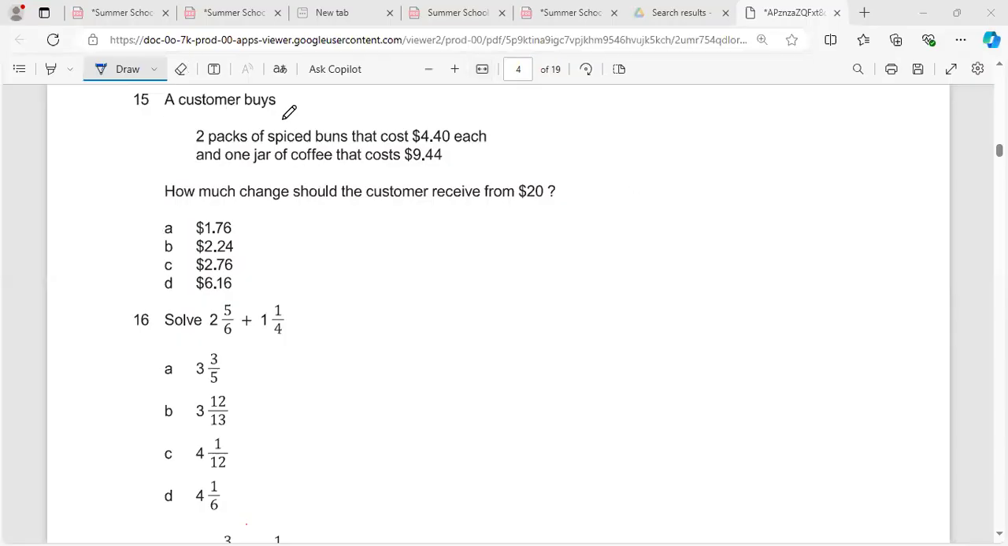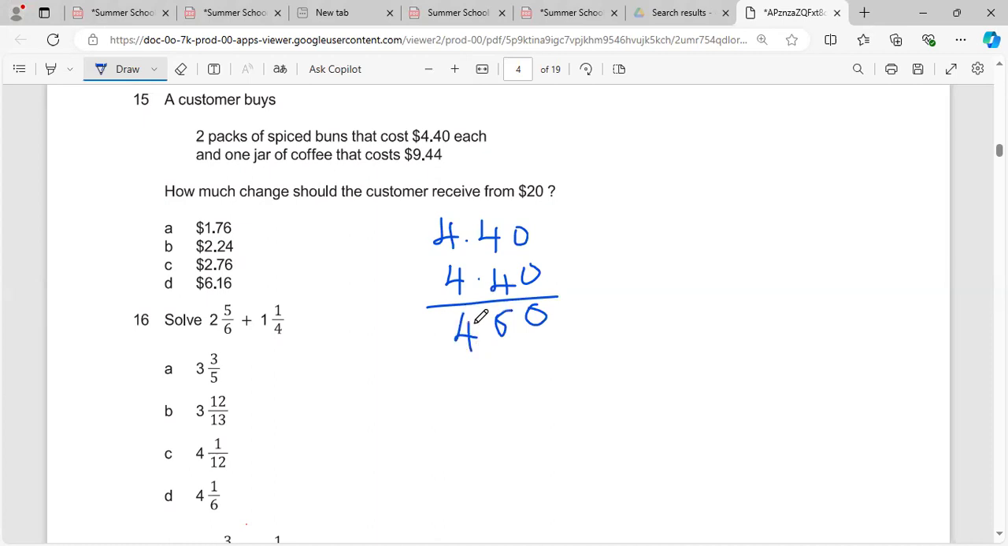Alright, so it says a customer buys 2 packs of spice buns that cost $4.40 each, and 1 jar of coffee that costs $9.44. How much change would the customer receive from $20? So if it's $4.40 each, and the person bought 2, you can either add it twice or multiply it by 2. You could just add in this case. So it would be $8.80. Hold on, guys. Remember about this.